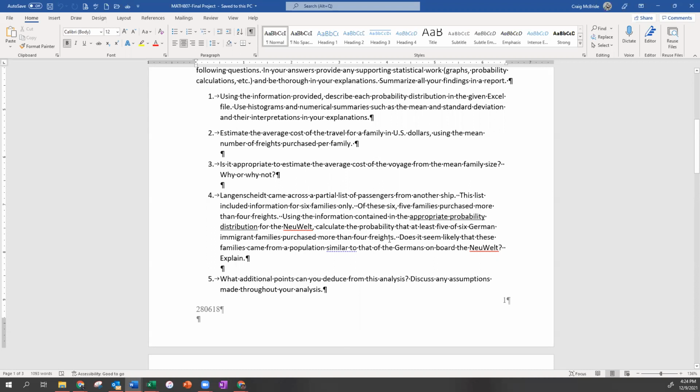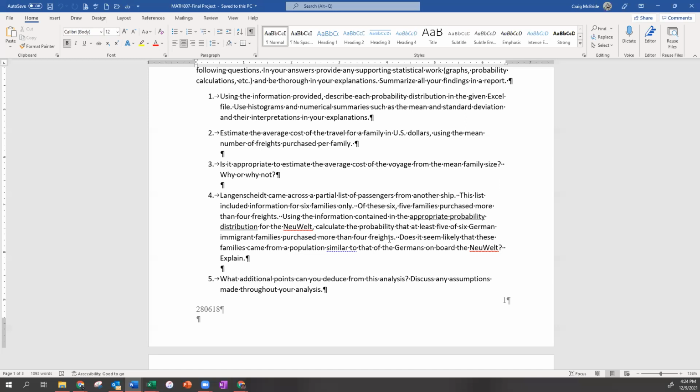Well, that's a binomial, right? If you have a set of 6 things, 6 families, and you want to know the probability that at least 5 of them did something, then you have to know the probability of that something happening, because that's your probability of a success. This is a yes or no question: did they buy that many or did they not? So that's a binomial situation. The first thing we have to do is calculate the probability of a success. A success is buying more than 4 freights. According to the New Welt data, that's a 5% chance. So our probability of a success is 5%.